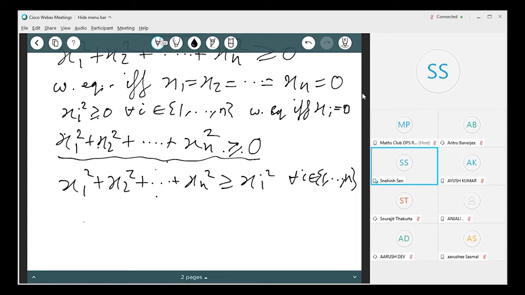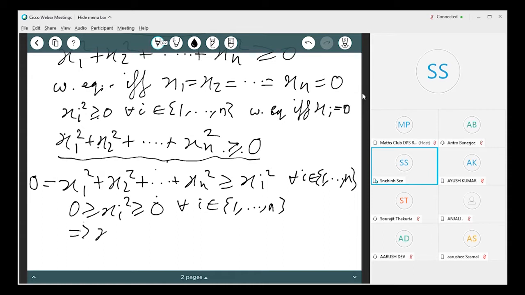And if you have this thing, and we are assuming equality, so we have this. So 0 is greater than or equal to xi square, which again, because of the square inequality, is greater than or equal to 0 for all i belonging to 1 to n. That would be the implication of this statement. So that would imply xi equals 0 for all i belonging to 1 to n, and that completes our proof.